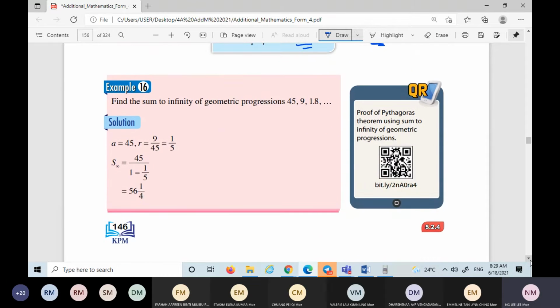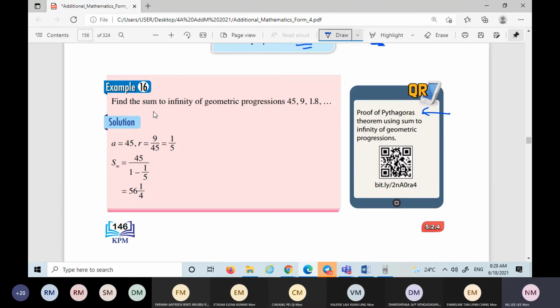And for those who like to have a very challenging mathematical concept, you can look at this. I go through this already. This is quite complicated. They use the sum of infinity, the S infinity of geometric progression, to prove the Pythagoras theorem. This is quite complicated. For those interested in this type of maths, you can go through it.